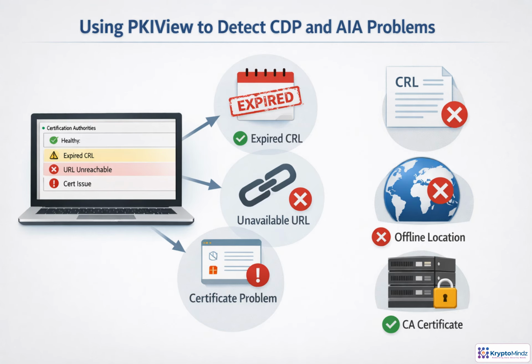PKIView is your fast health check for CDP and AIA locations. When you open it, it queries each enterprise CA and shows whether CRLs and CA certificates are reachable and current. Green indicates the publication point is healthy. Yellow or red suggests an expired CRL, a missing CA certificate, or an unreachable URL. Use PKIView to spot issues quickly, then reproduce them from a real client to confirm the actual impact.